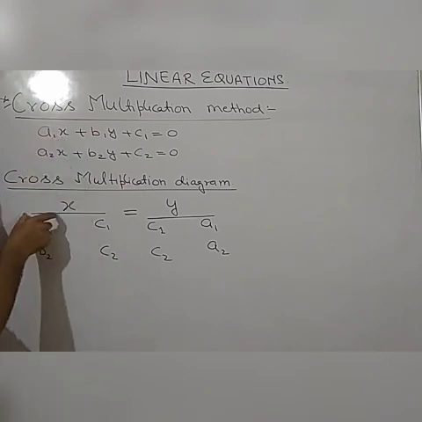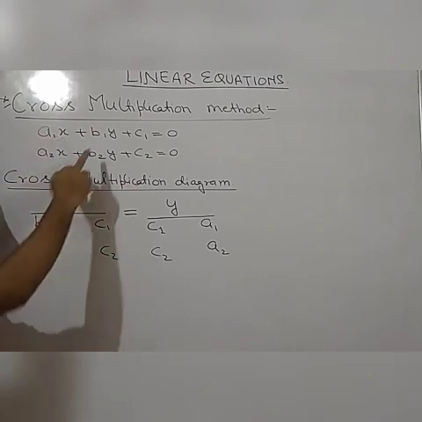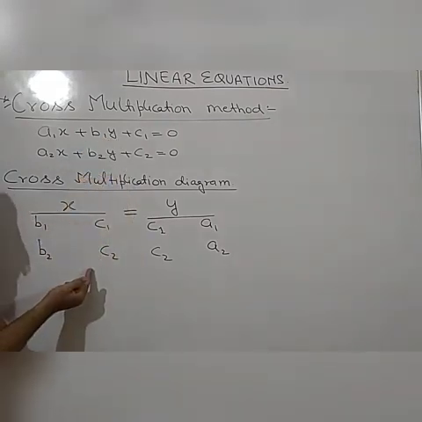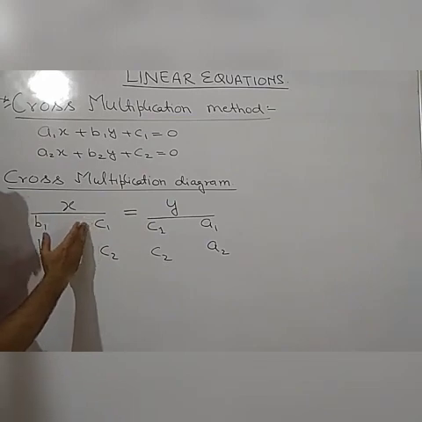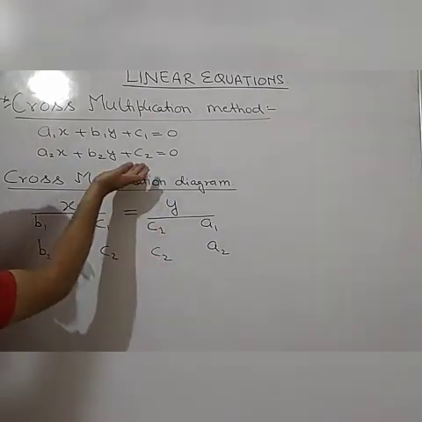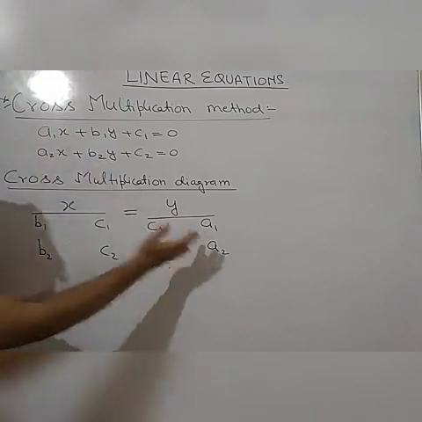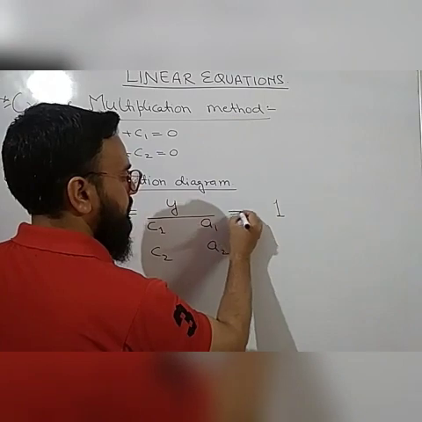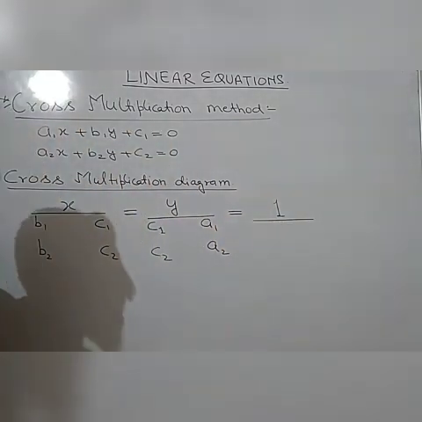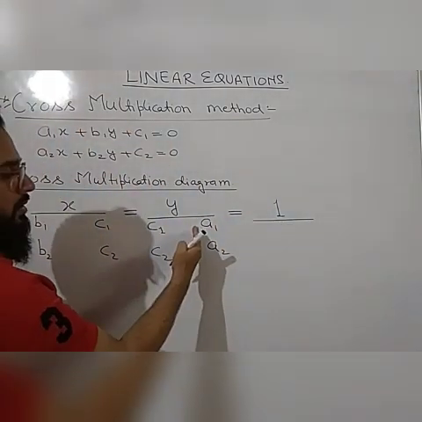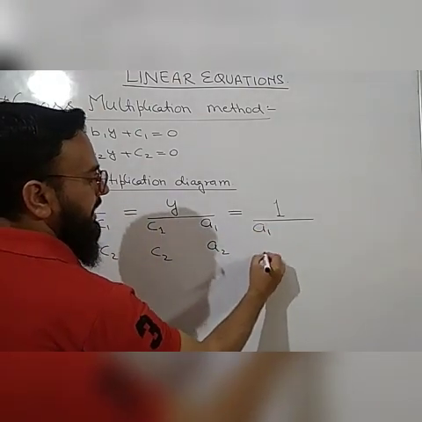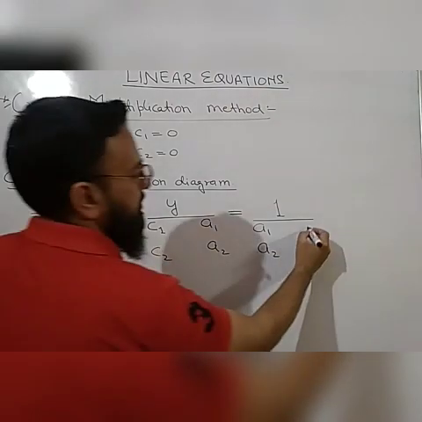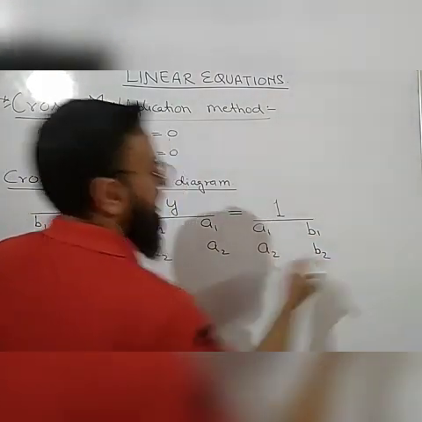You have to remember this sequence. First we have taken x upon, starting with the coefficient of y, that is b1 b2, then c1 c2. Then for y we start with c1 c2 repeated, and after c1 c2 we repeat the coefficient of x, that is a1 a2. It is equal to 1 upon, and for 1 again a1 a2 will be repeated, and after a1 a2 it is b1 and b2.